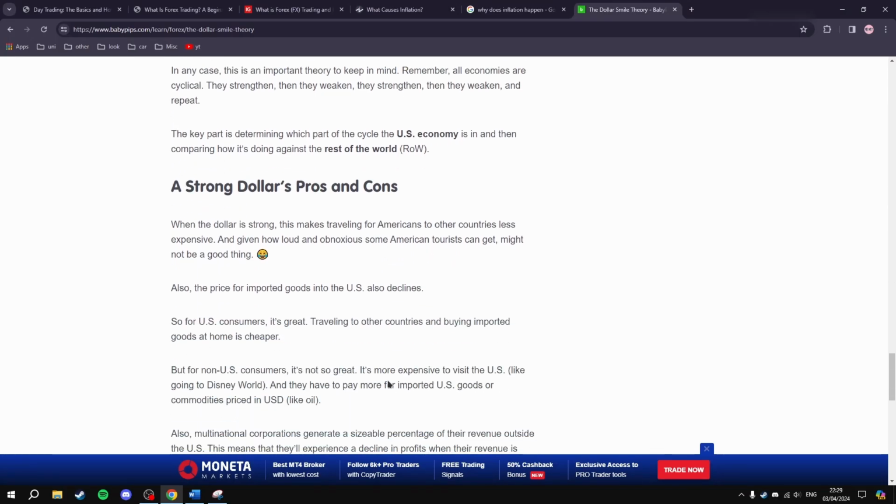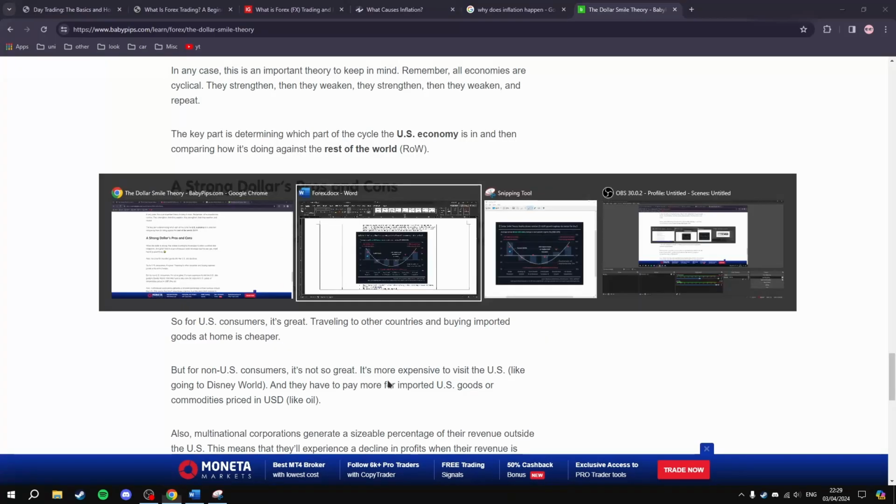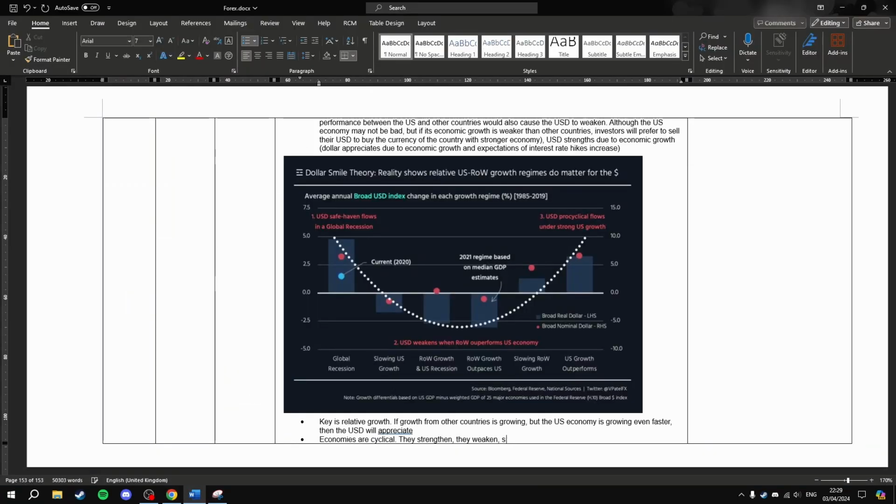Remember, all economies are cyclical. They strengthen, they weaken, strengthen, weaken, etc.